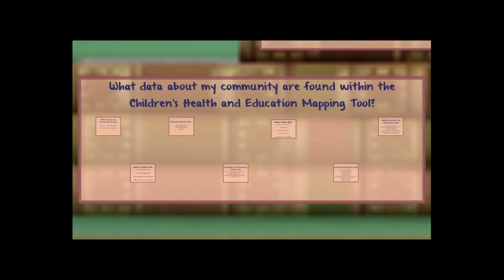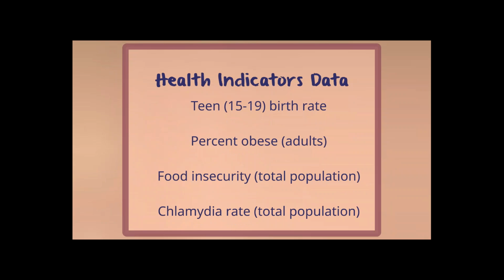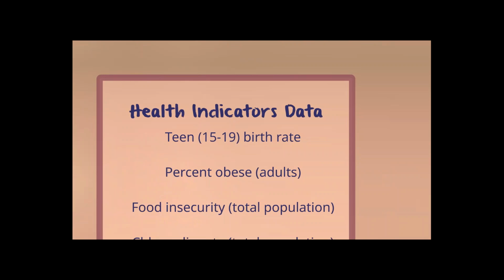So what are the data points that are in the mapping tool? There are data on health insurance and coverage indicators, including the percent of children under 18 who are on Medicaid or CHIP, as well as the percent under 18 who are uninsured. And all of these indicators are available at the county level. Likewise, our other health indicators are available at the county level. We look at teen birth rate, percent of obese adults, food insecurity for the total population, and chlamydia rate for the total population.